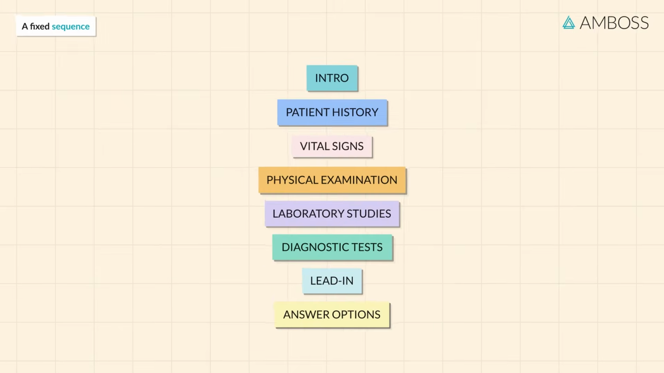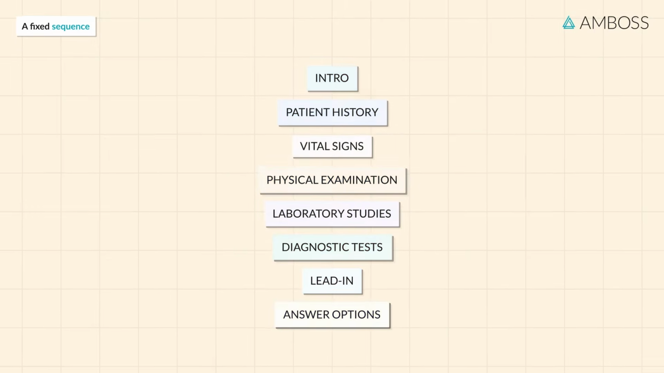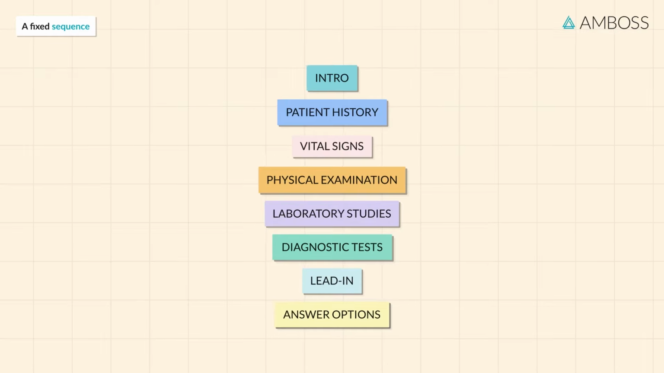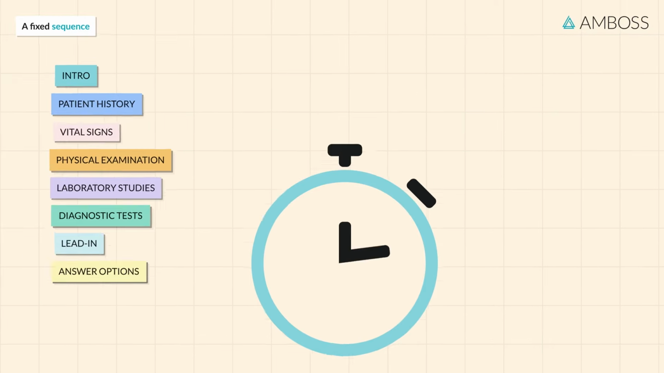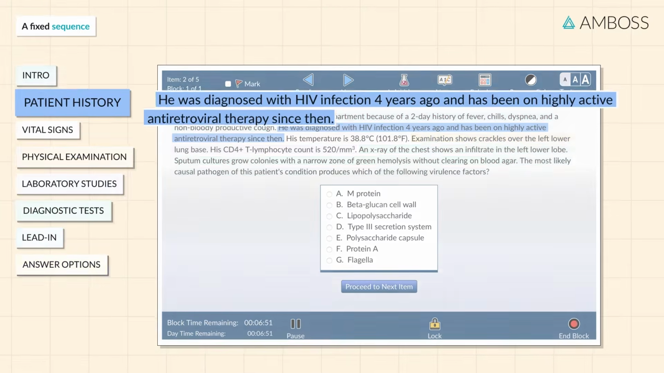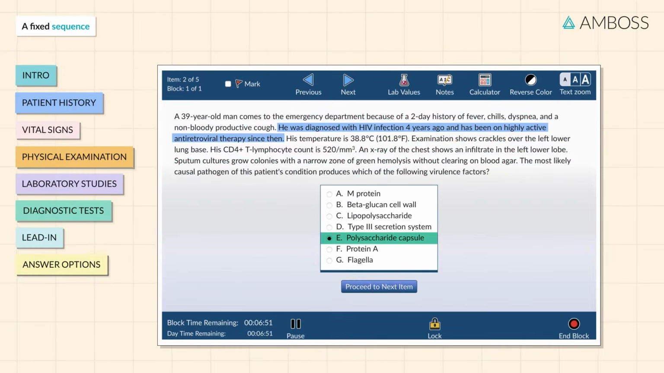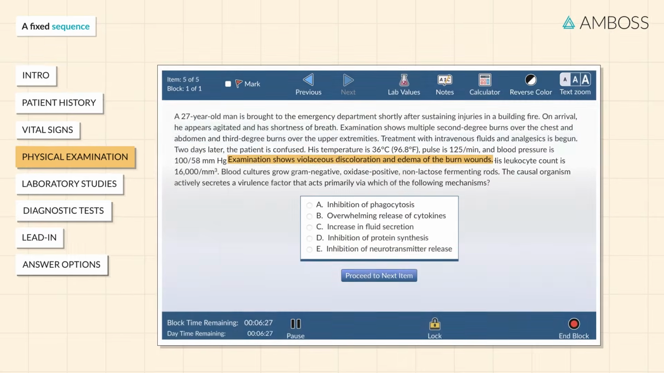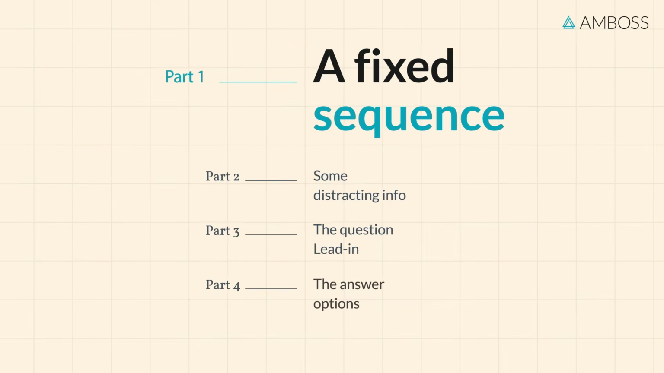Now, of course, not every question will contain all of these elements, but the sequence of information, you can bet it'll stay the same. In an exam like the USMLE, where time management is so incredibly crucial, knowing this order will help you locate the exact information you need and do so faster. That way, you can read, solve, and move on. That brings us to this next point.